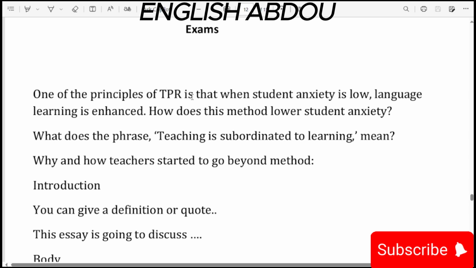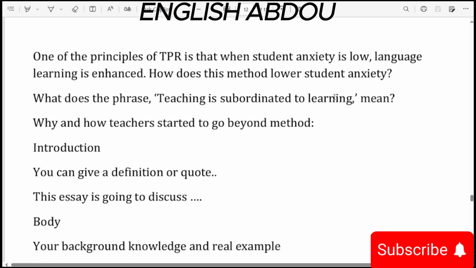Is that when students' anxiety is low, language learning is enhanced? How does this method lower student anxiety? What does the phrase teaching is subordinate to learning mean? So here, which method are we talking about first? What does the phrase teaching is subordinate to learning mean?